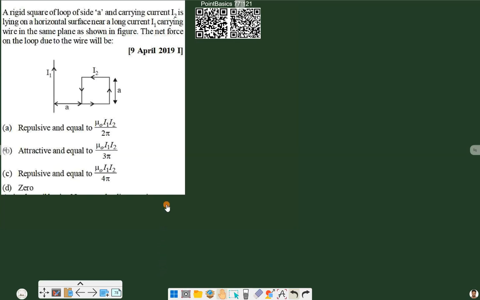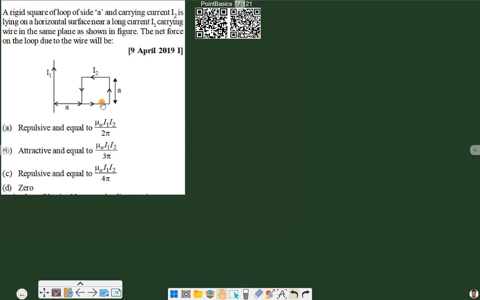So, a rigid square loop of side a carrying current I2 lying on a horizontal surface near a long current I1 carrying wire in the same plane, as shown in the figure. The net force on the loop due to the wire will be. Now, as we can see from the diagram, this is a square loop and this is a wire, and both are in the same plane.